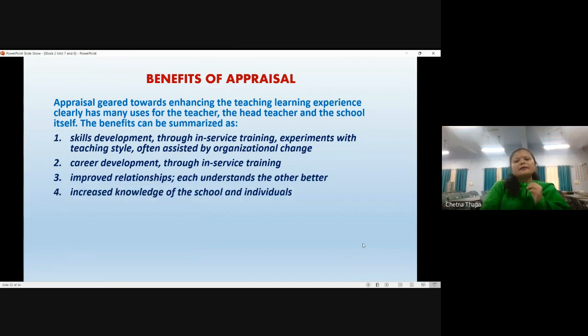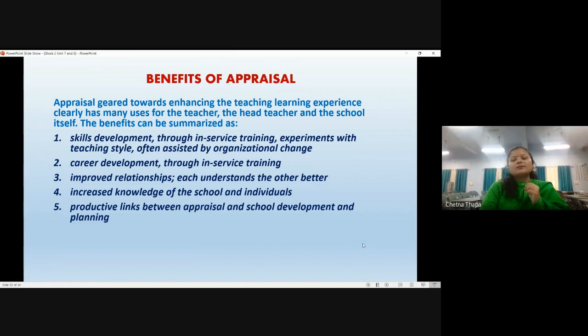Moreover, there is an increased knowledge of the school as well as the individual, because when the skills of the staff members are developed, that will definitely enhance the working capacity and the efficiency, not only of the individuals but of the institution as well. So there will be increased knowledge of the schools and the individuals.